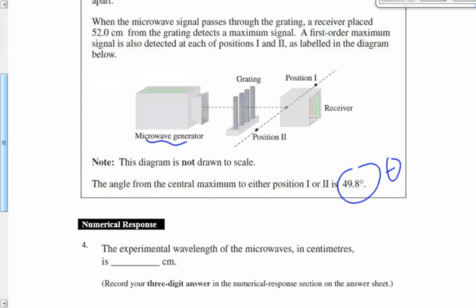You've got receiver placed 52 centimeters from the grating. That's going to be L, the distance from the grating to the screen, basically. First order maximum at positions 1 and 2. We're going to say N is going to be equal to 1 because we're measuring it from the central. And what else do we have here? Something else we have here.